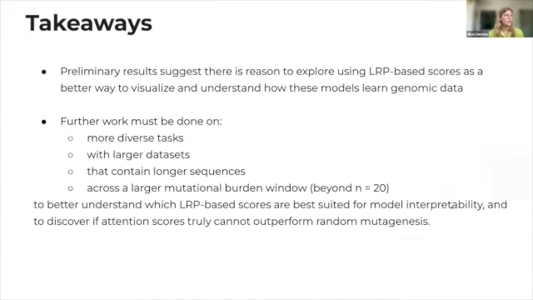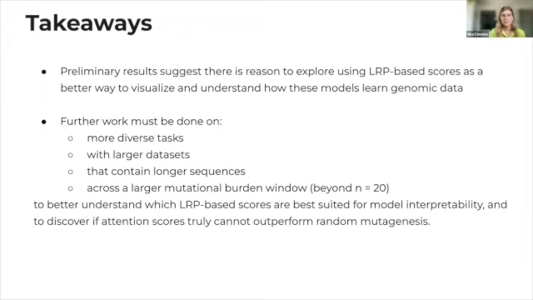So some takeaways from this work are that the preliminary results suggest there might be a reason to explore using LRP-based scores as a better way to visualize and understand how these models learn genomic data. Further work has to be done on more diverse tasks, so on testing these models outside of just promoter or enhancer predictions, on larger data sets, on longer sequences. Again, this is about 200 base pair long sequences, and across a larger mutational burden window.